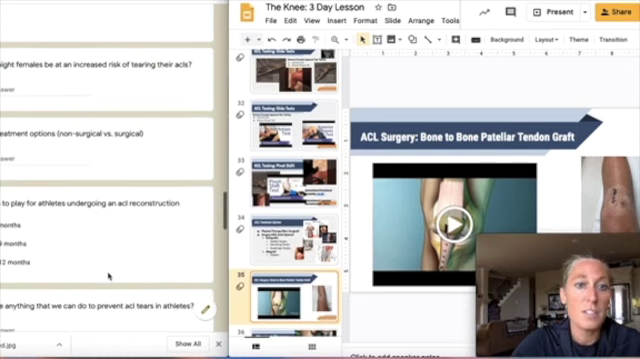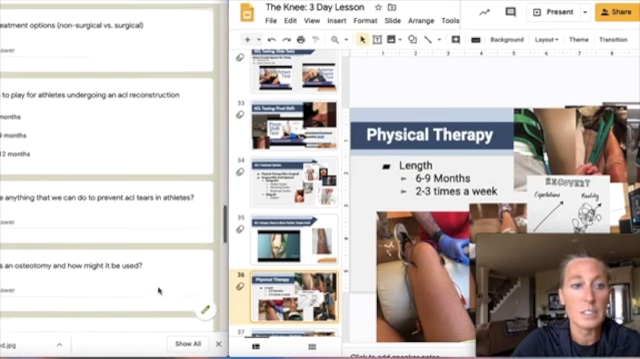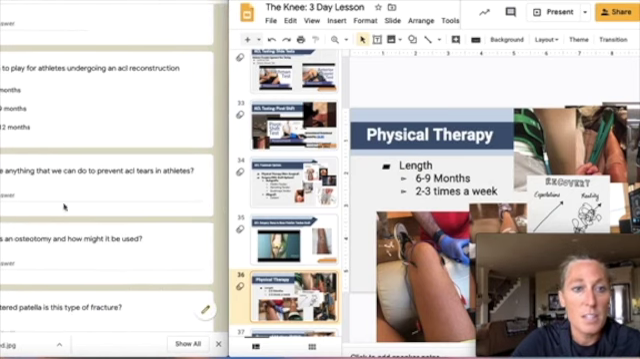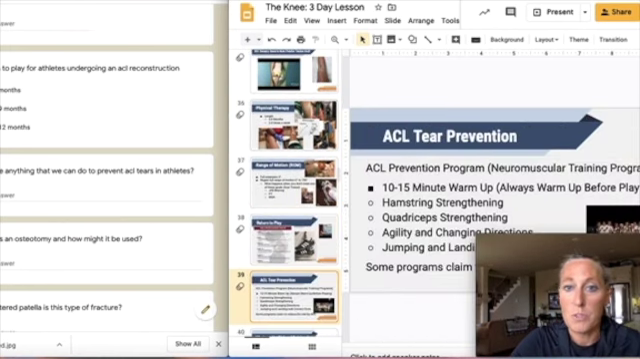Return to play for athletes undergoing an ACL reconstruction. In our notes, we talked about return to play, 6 to 9 months. It can also be up to a year for return to play. Is there anything that we can do to prevent ACL tears in athletes? And the return to play protocol, ACL tear prevention.